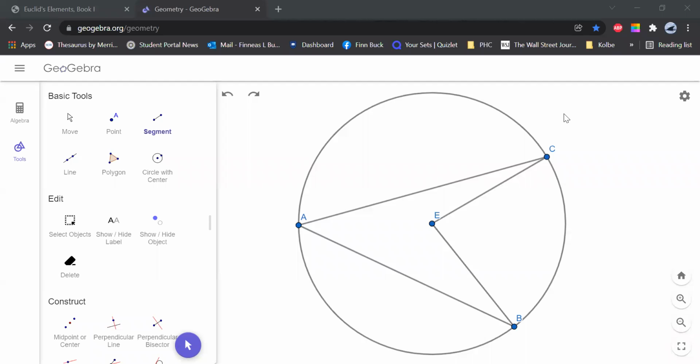Hello, this is Finn, and I'm going to present the proof for proposition 320 of Euclid's Elements. There are a few preliminary matters that I want to address before getting into the meat of the proof.